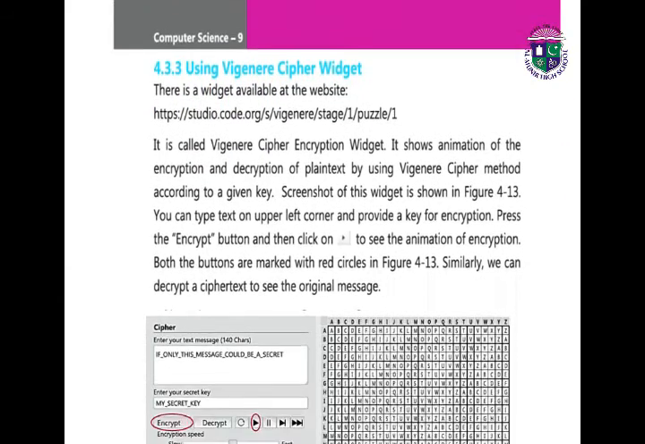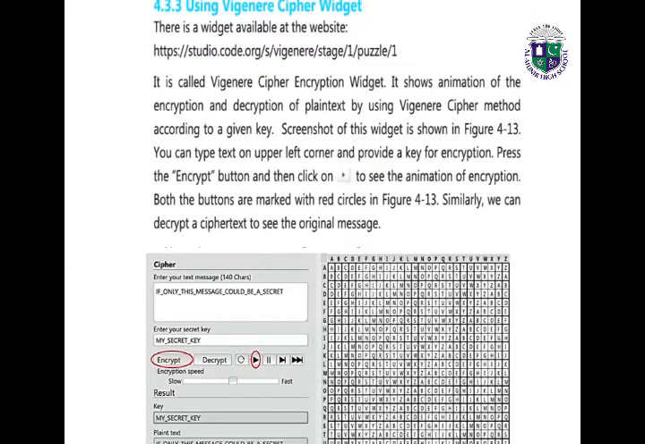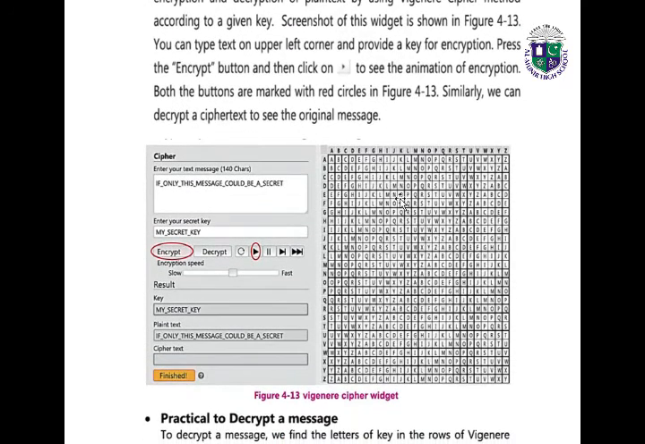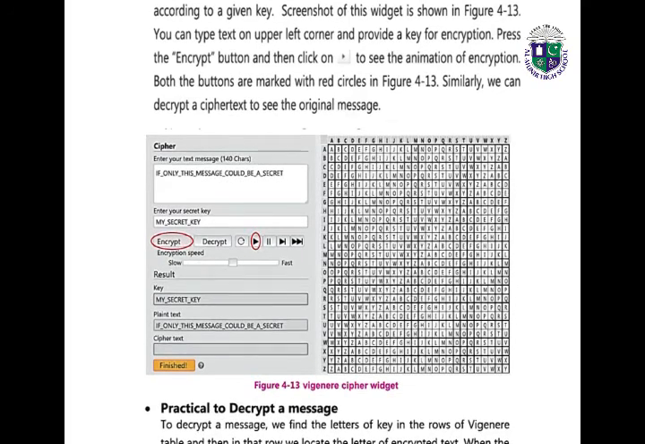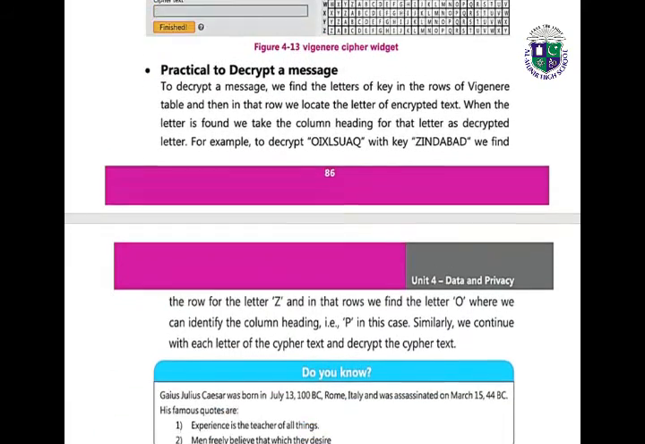Next, our topic is using the Vigenere cipher widgets. It is called the Vigenere cipher encrypt widget. It shows an animation of the encryption and decryption of plain text using the Vigenere method according to the given key. So here we have a screenshot of this widget. We can type text in the upper left corner and provide a key for encryption. Press the encrypt button and then click on this symbol to see the animation of encryption. Figure 4.13 shows this type of encryption.